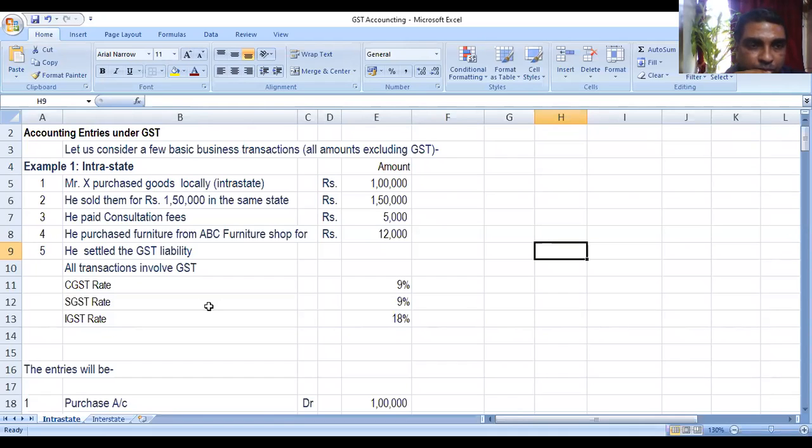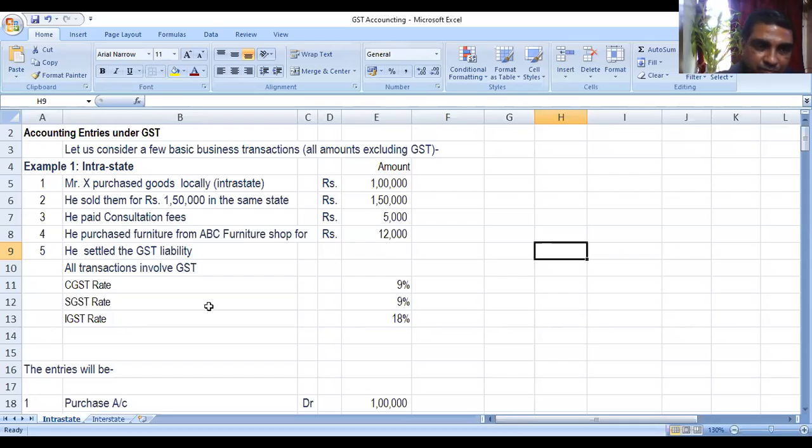Mr. X purchased goods locally. That is an intrastate transaction of 1 lakh rupees. Then he sold them for rupees 1,50,000 in the same state. Again, an intrastate transaction. Then he paid consultation fees of rupees 5,000.